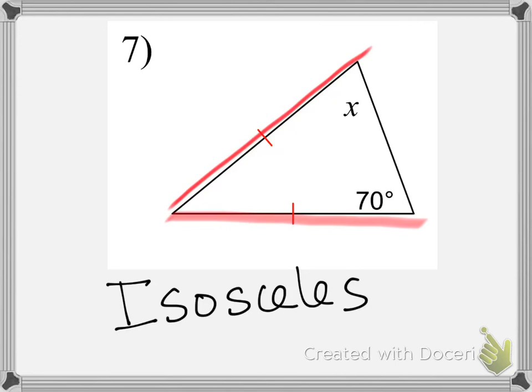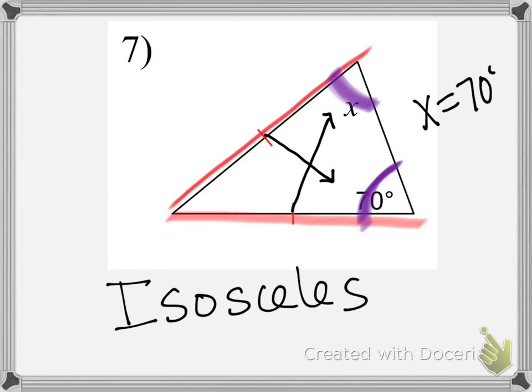Now we're going to use that information to find the angles, right? Remember, the angles are directly across. So this angle corresponds with this side, and if we go directly across from this side, this angle has to correspond with that one. So the x and the 70 are congruent angles, and we know that x is going to equal 70 degrees because these two angles are congruent.